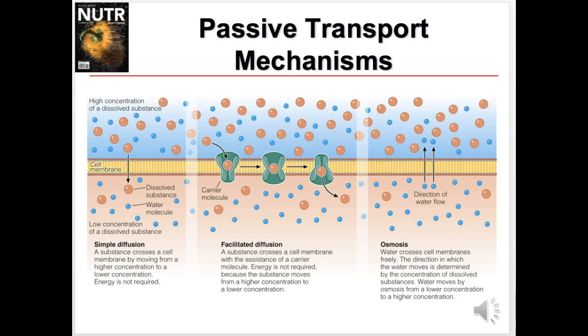Then it goes into facilitated diffusion, which we talked about, that crosses the cell membrane with the assistance of a carrier molecule. Energy is not required because the substance moves from a higher concentration to a lower concentration. So it's basically the carrier molecule, and then it goes into osmosis. In osmosis, water crosses the cell membranes freely, and the direction in which the water moves is determined by the concentration of dissolved substances. Water moves by osmosis from a lower concentration to a higher concentration.